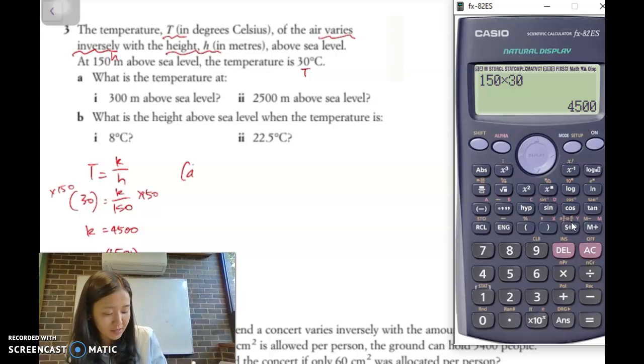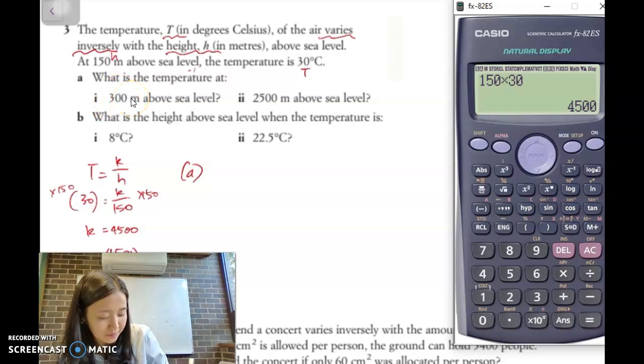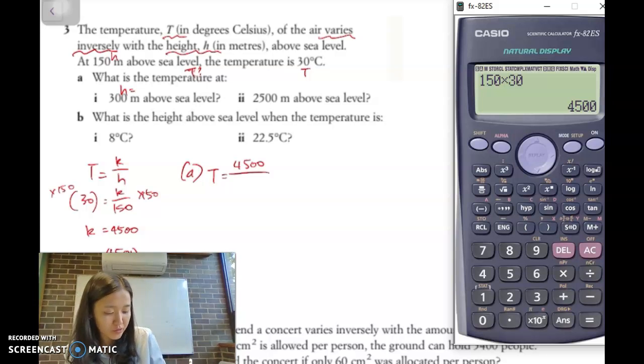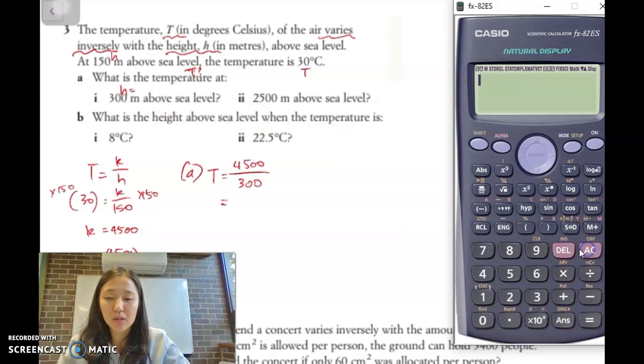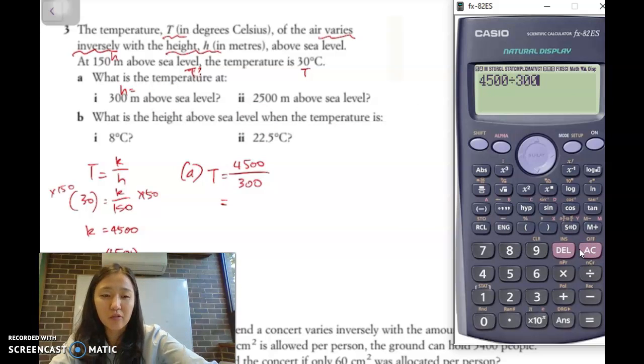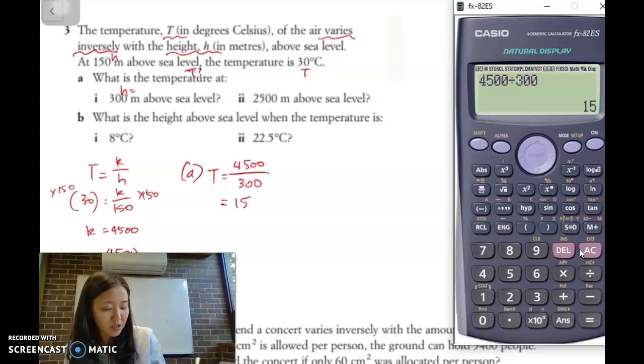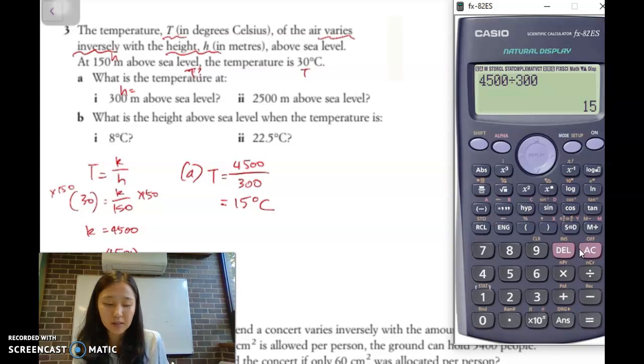Let's answer our question here. What is the temperature at 300 meters above sea level? It's asking us, what is T when H is 300? Let's substitute that into the equation. T is equal to 4,500 over H. In this case, we're told H is 300, so that goes in the bottom. So 4,500 over 300, that's 15. So the temperature would be 15 degrees Celsius.